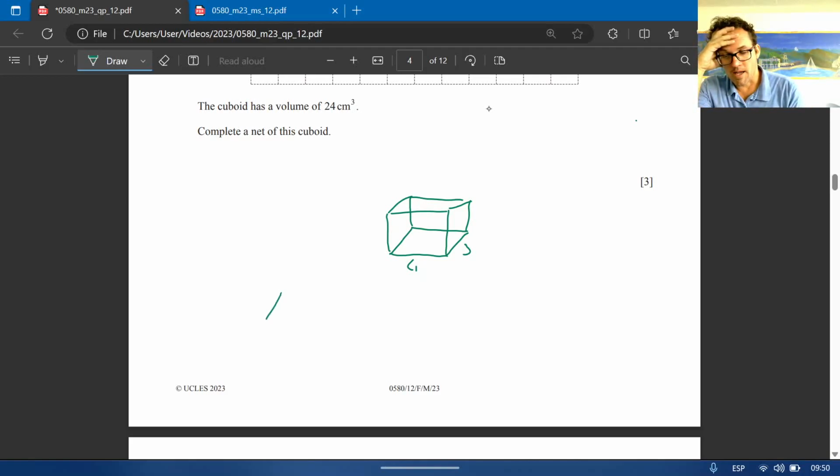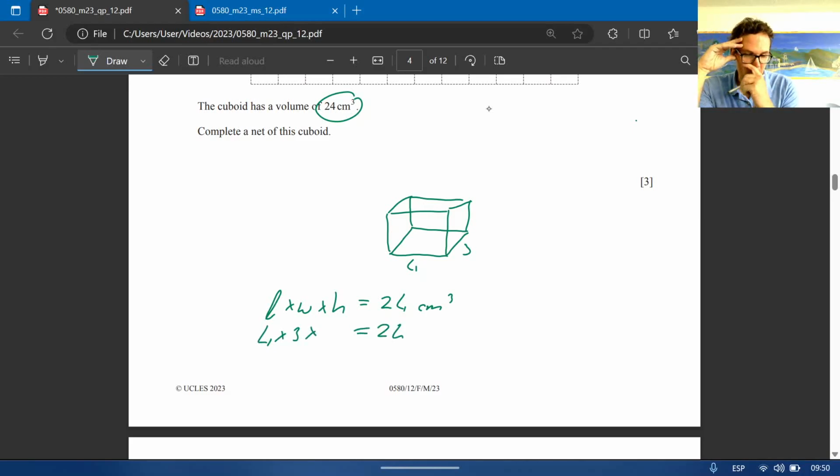Because if we do the length times the width times the height, we get the volume, which they gave us is 24 centimeters cubed. So we know already the length is 4 and the width is 3. So what do we need to multiply that by to get 24? 4 times 3 being 12 must be 2. So the height is 2.